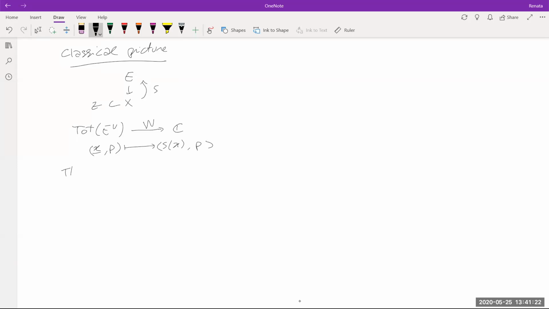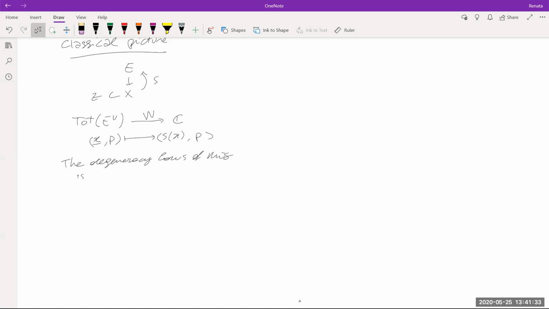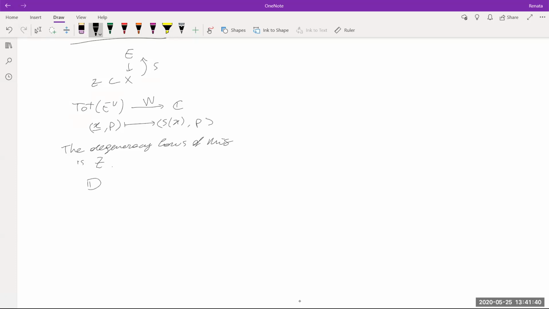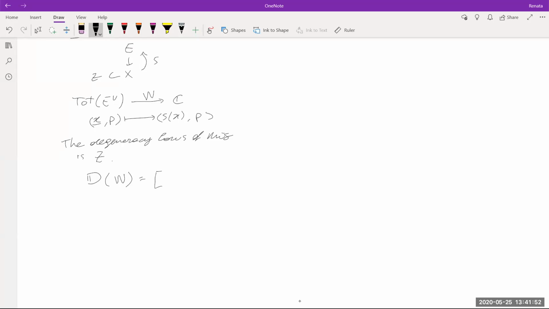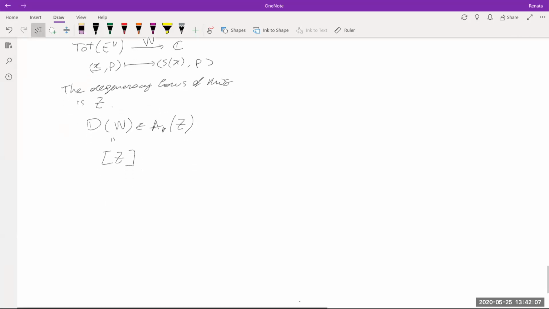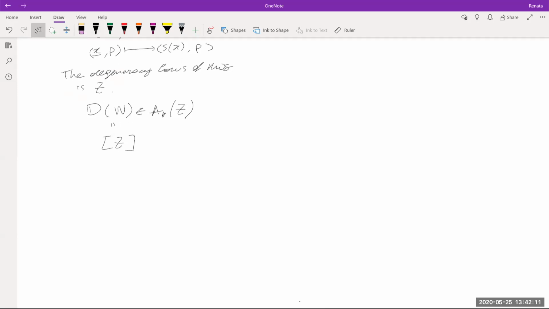And now the degeneracy locus of this superpotential is Z, scheme theoretically, and one can construct a cohomology class associated to the degeneracy locus of this W that is supported on Z and turns out to be equal to the cohomology class of Z. Sorry, I'm just going to go into a little more length here because this will come back later.